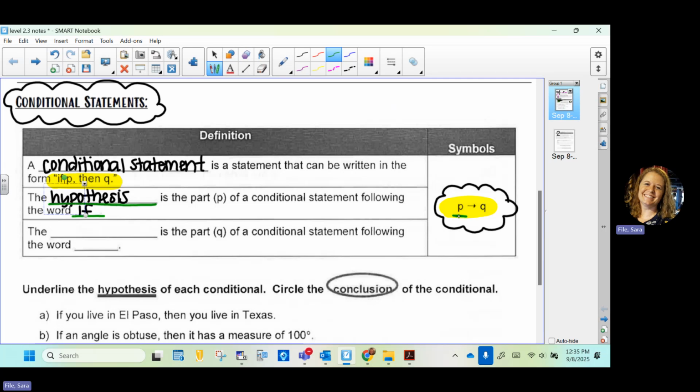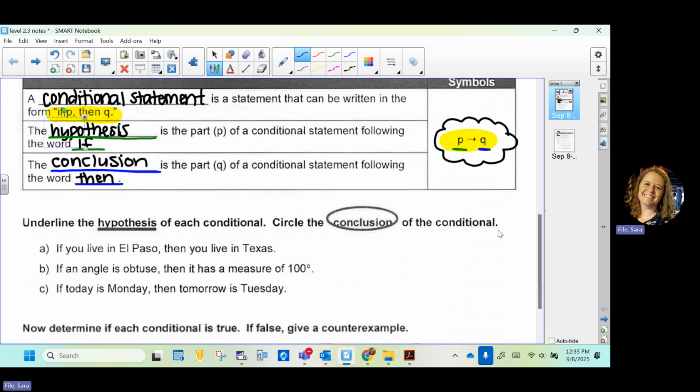Okay, so the hypothesis, and then the part that comes after the word "then," the Q part here, that's called the conclusion. We touched on that in the 2.2 notes. So you have an if-then statement, that's called a conditional statement. It's if P, then Q. The hypothesis is the P, the conclusion is the Q.